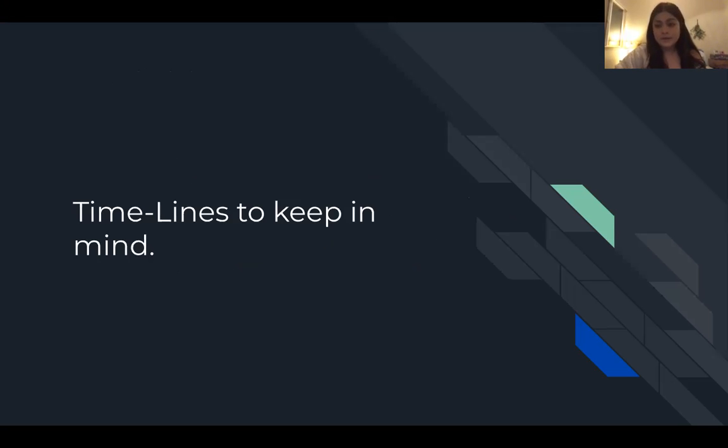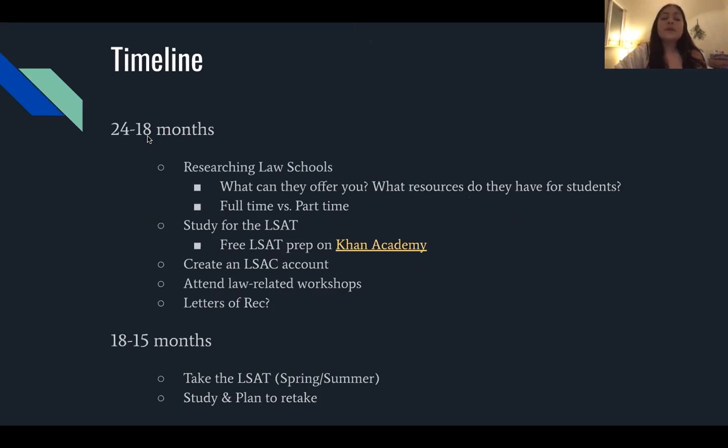Timelines to keep in mind. So this is the timeline part. Twenty-four to eighteen months before you actually start law school, what you want to be doing is researching law schools. Ask yourself, what does this school offer me? What resources do they have for students? And do you want to be there full-time or part-time?